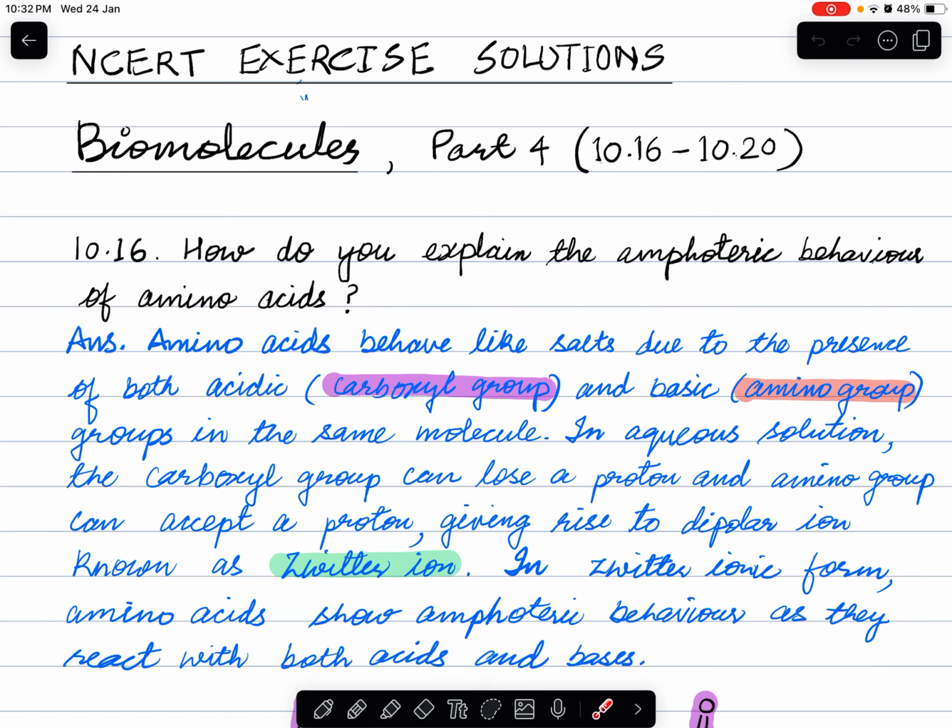NCERT exercise question number 10.16 to 10.20 for chapter biomolecules. The very first question today: how do we explain amphoteric behavior of amino acids?